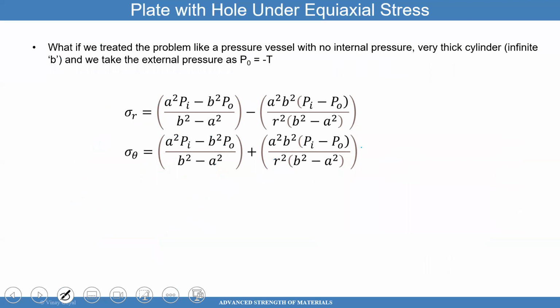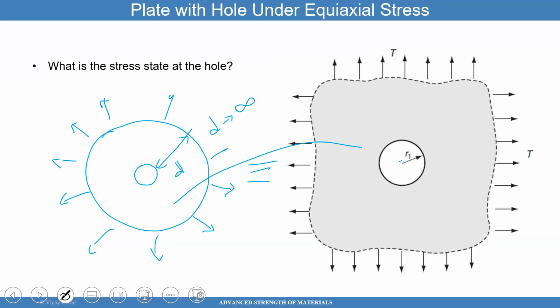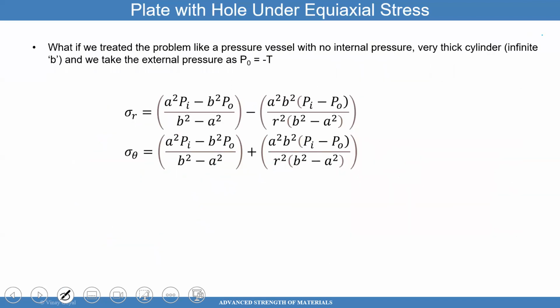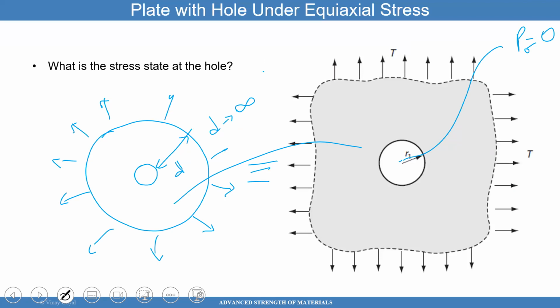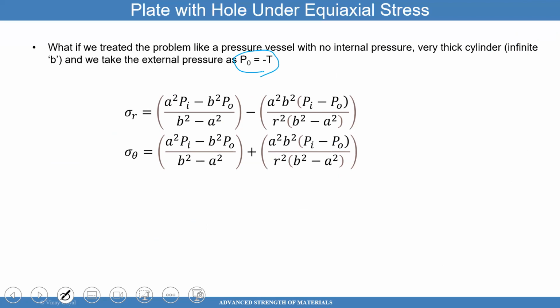I'll start with the thick pressure vessel analysis. As you can see here, we don't have any internal pressure. The internal pressure here, P naught, is 0. But the external pressure is there, right? So what we can say is that the external pressure is P naught equals minus T, because in our case, we're saying that the pressure is outwards from that surface. And so we treat the problem like a pressure vessel with no internal pressure for a very thick cylinder. In other words, an infinite thickness cylinder where B goes to infinity. Then we can take the external pressure as P naught equals minus T.